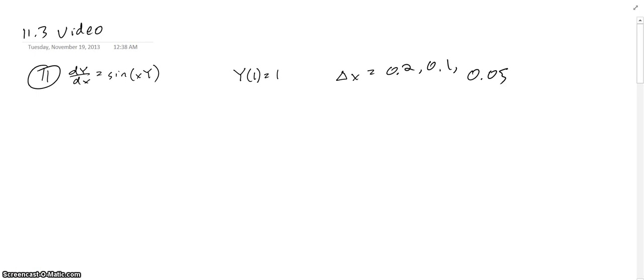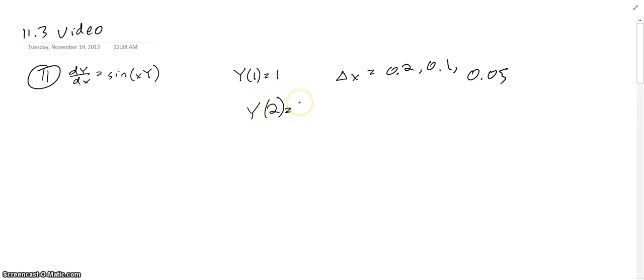Alright, this is from chapter 11, section 11.3, number 11. The problem is telling us that dy/dx equals sine of x times y, with the initial condition that when x is 1, y is 1, and it's asking us to estimate what y of 2 is going to equal.